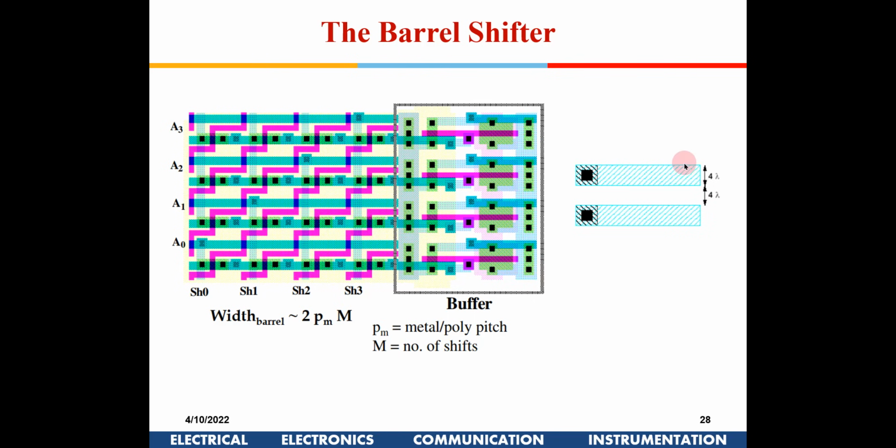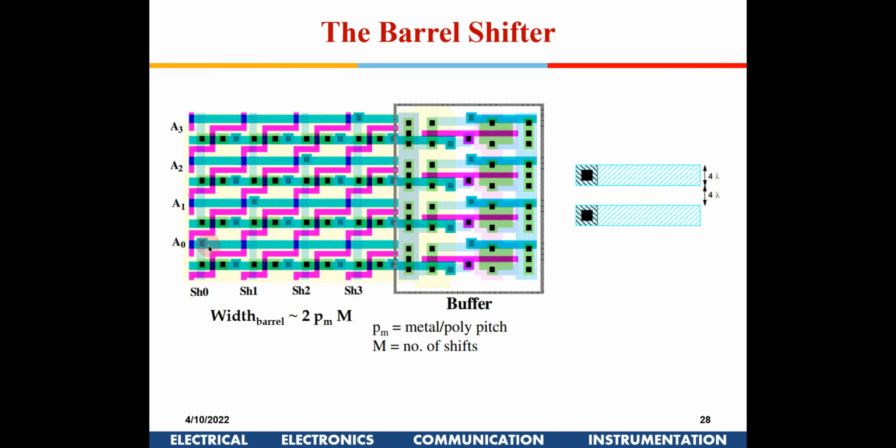Okay, that means this one particular line actually occupies, although its width is only 4, it actually occupies 4 lambda space in the chip, because you have to give another 4 lambda space. So this 8 lambda together will be called a pitch.